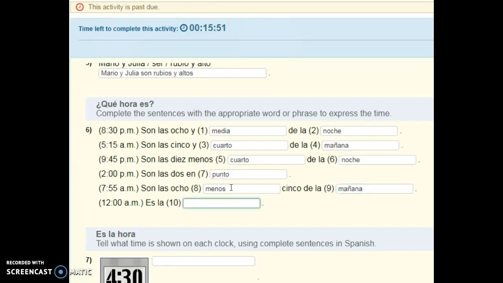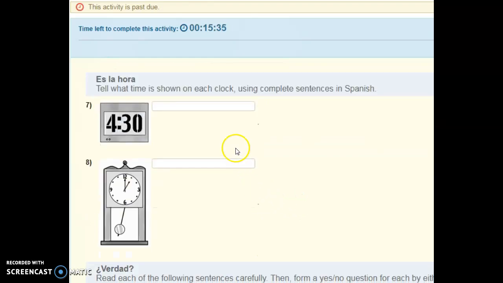Okay, and here it's midnight, es la medianoche. You could say son las 12, it is 12, but then this would have had to change. So since this says es la, we have to use medianoche. It's the only one that works there. Okay, here we need to write it in a complete sentence. So you can't just say 4:30. We have to say son las 4:30.